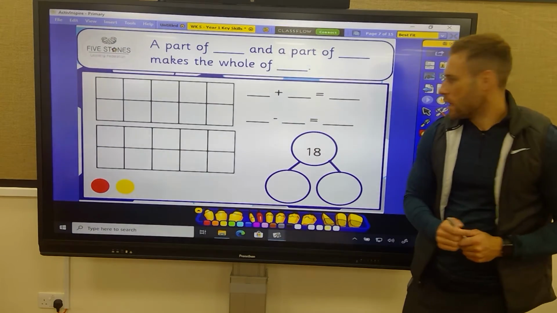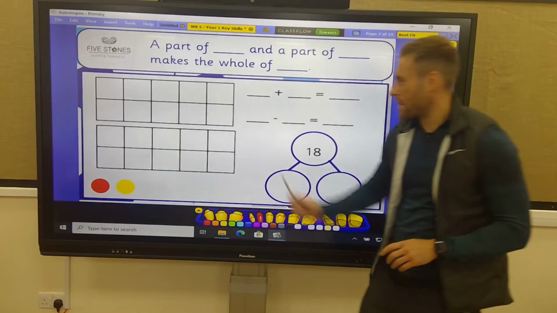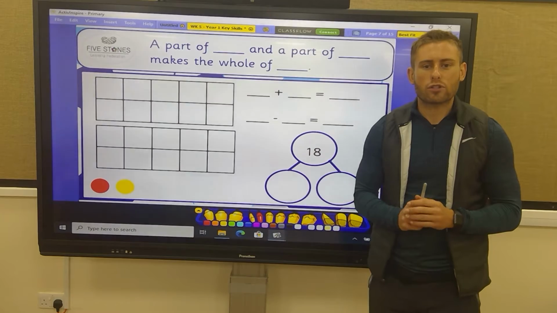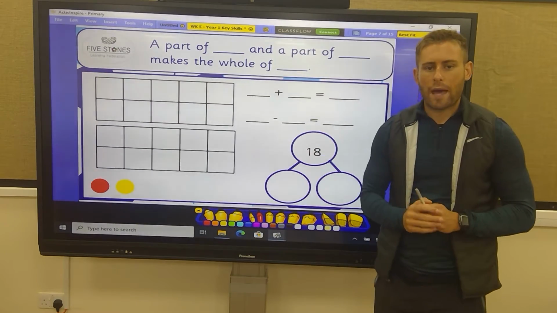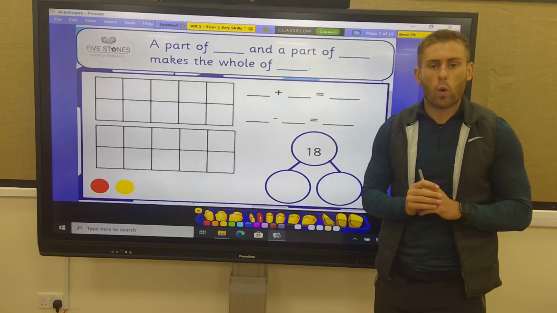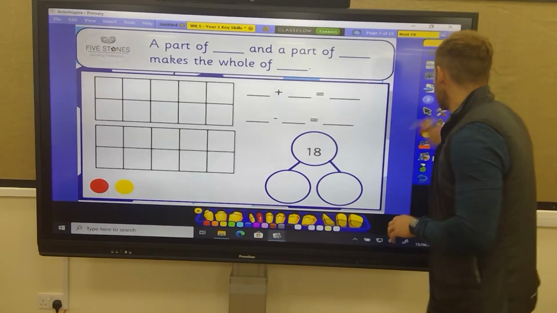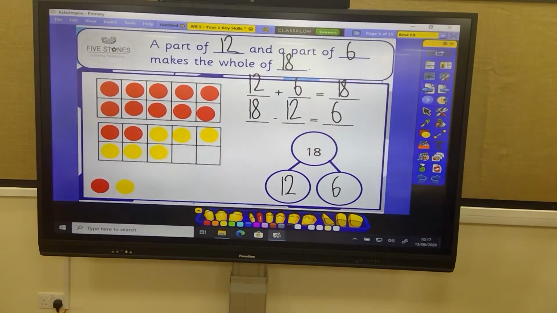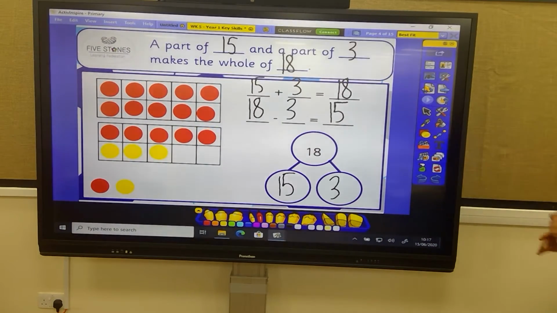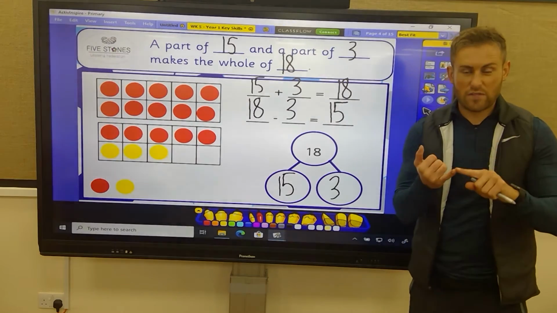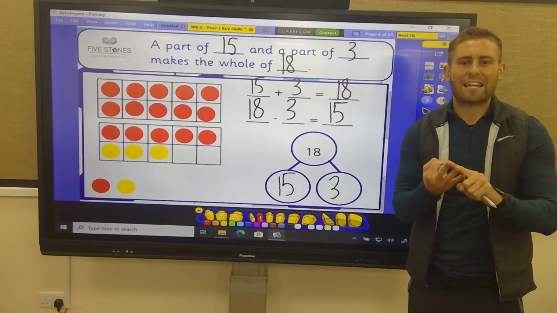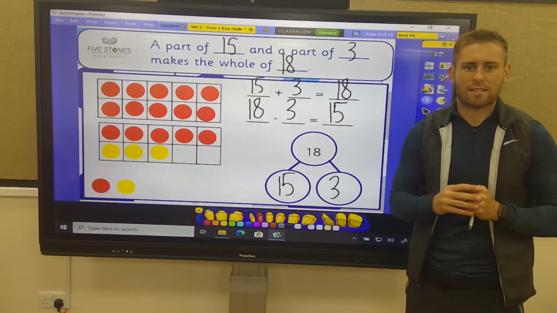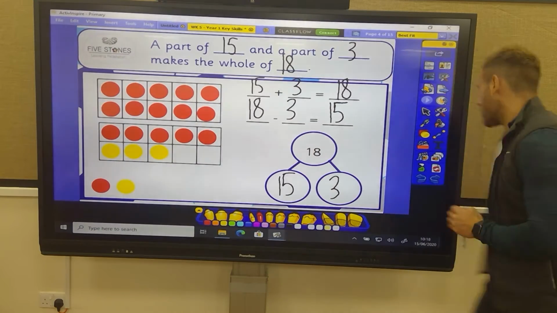Great. Now, we are still working with the whole of 18. I've got some blank tens frames over here and we've got blank number sentences. I want you to try and find one more pair of numbers that make that whole of 18. So we've had 12 and 6, we've had 10 and 8, and we've also had 15 and 3. Can you please have a go at trying to find another pair of numbers that still make that same whole of 18? Off you go.